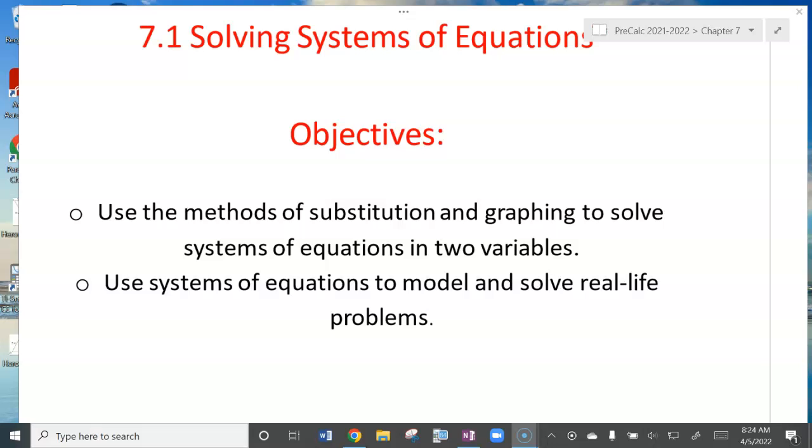Our objectives for this video are to use the methods of substitution and graphing to solve systems of equations in two variables, and we're also going to use systems to model and solve real-life problems.